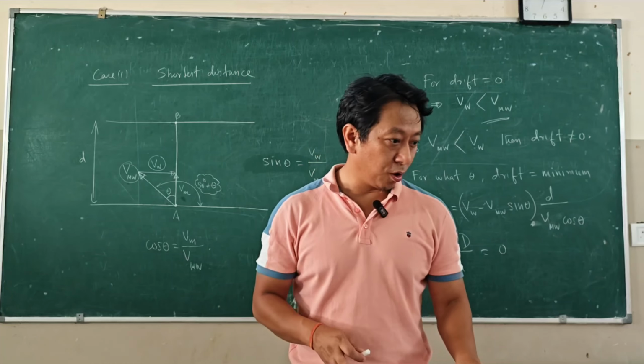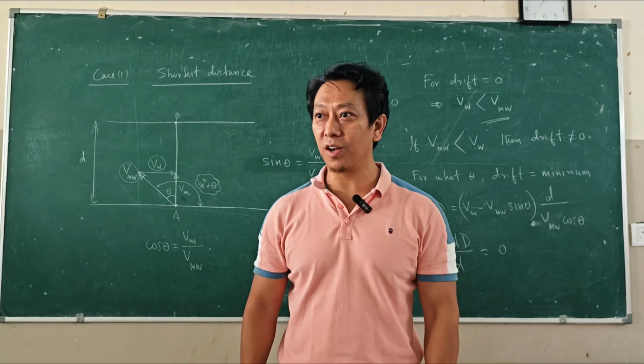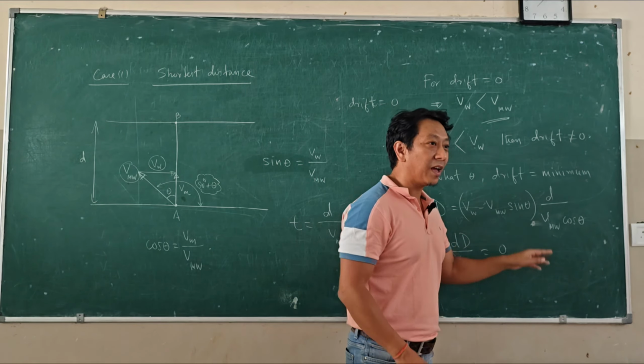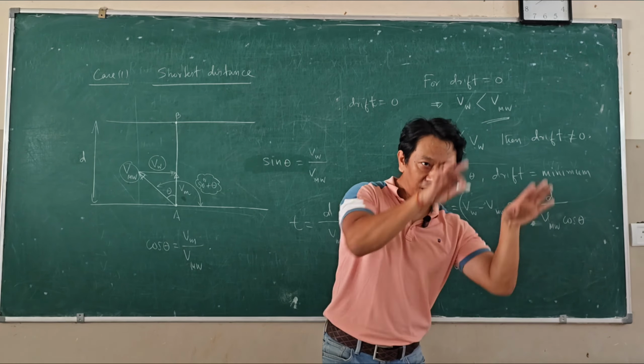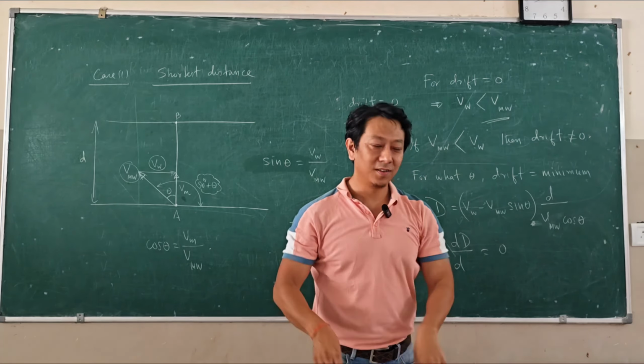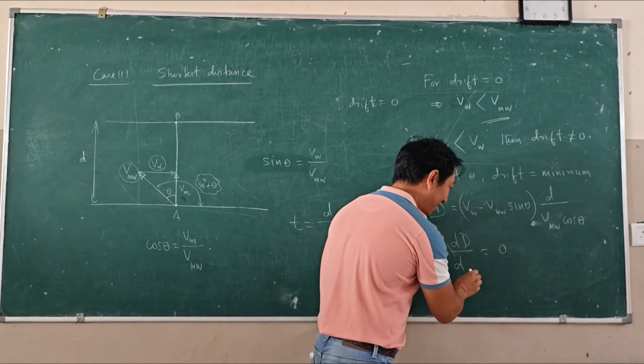Now I am going to cross. Now how will I become stronger? So the only thing I can change is theta. Where I can swim, that is under my control. So the variable is theta.